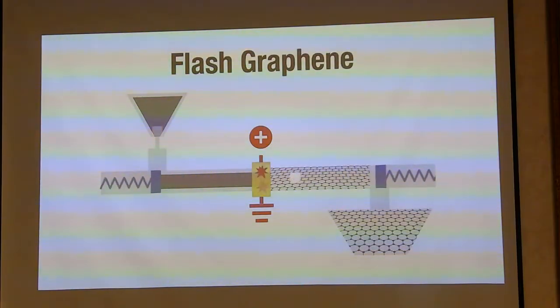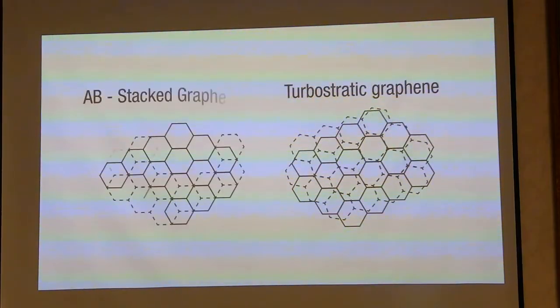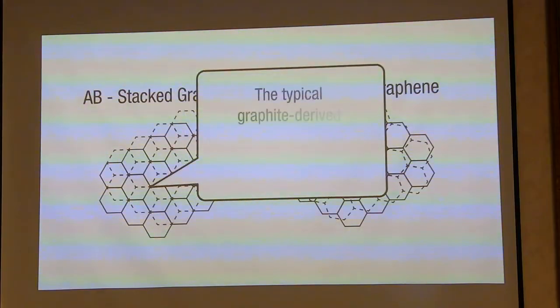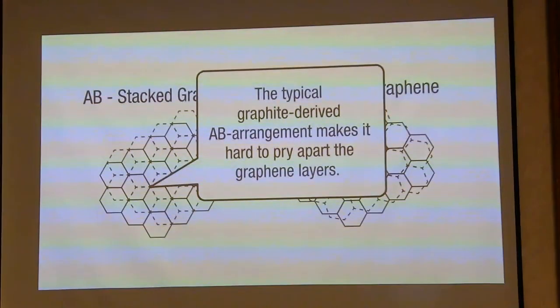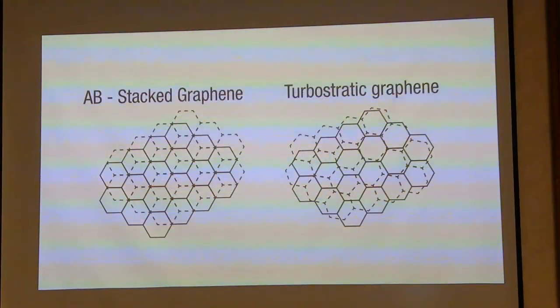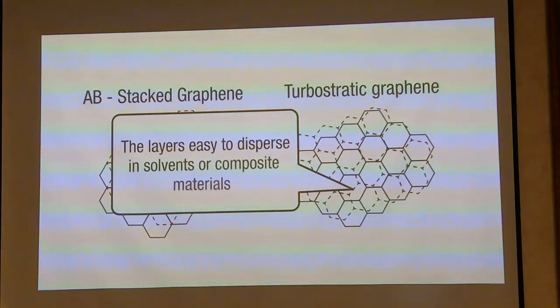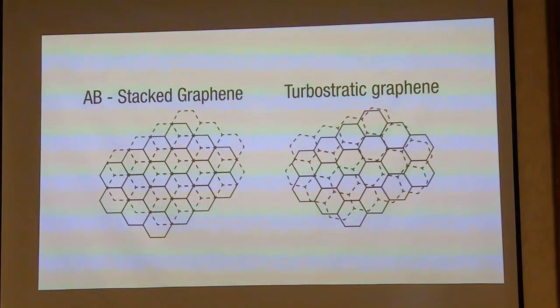The flash process is the first bulk process to produce what is called turbostratic graphene, as opposed to the more common AB-stacked graphene that is made by graphite exfoliation. The typical graphite-derived AB arrangement makes it hard to pry apart the graphene layers. But in turbostratic graphene, there is no ordered alignment between the graphene layers, making the layers easy to disperse in solvents or composite materials, and thereby rendering the excellent graphene properties to the composite at ultra-low turbostratic graphene concentrations.